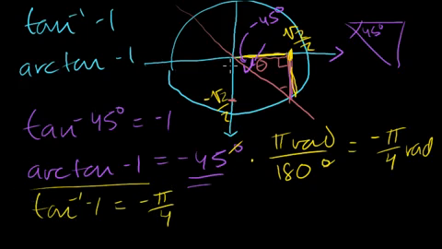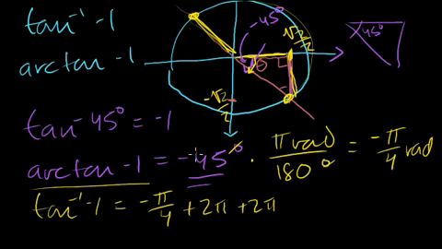Now, you could say, look, if I'm at minus pi over 4, that's fine. This gives me a value of minus 1 because the slope of this line is minus 1. But I could keep going around the unit circle. I could add 2 pi to this, and if I took the tangent of that angle, it would also give me minus 1. Or I could add 2 pi again, and it would again give me minus 1. In fact, I could go to this point right here, and the tangent would also give me minus 1 because the slope is right there.